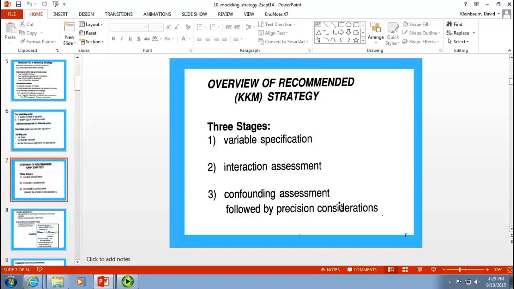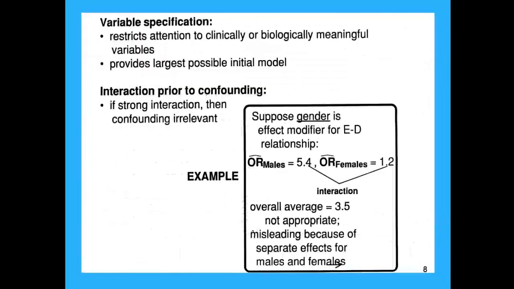So, okay, variable specification. Let's go back. Let's make this bigger. Let's talk about that. Okay, well, what do we mean by variable specification? It's that first stage. It restricts attention to clinically or biologically meaningful variables. You just don't put in the kitchen sink, anything that you can think about, the color of somebody's eyes, if it doesn't make any sense, okay? It also provides the largest possible initial model.